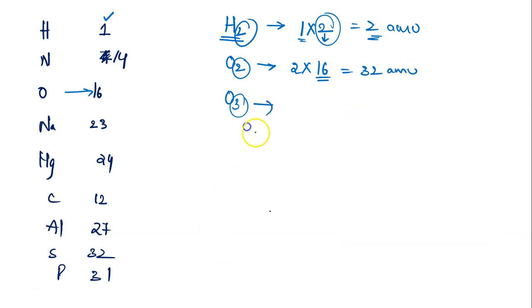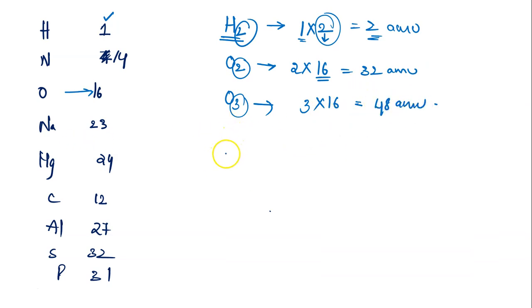And now you try for ozone. One oxygen atom weighs 16 atomic mass units, and you're having 3 atoms over here, so it's gonna be 3 into 16, isn't it? And what is the value of 3 into 16? 48 atomic mass units, correct? Yes. So now what about, let's write this, 48 atomic mass units.